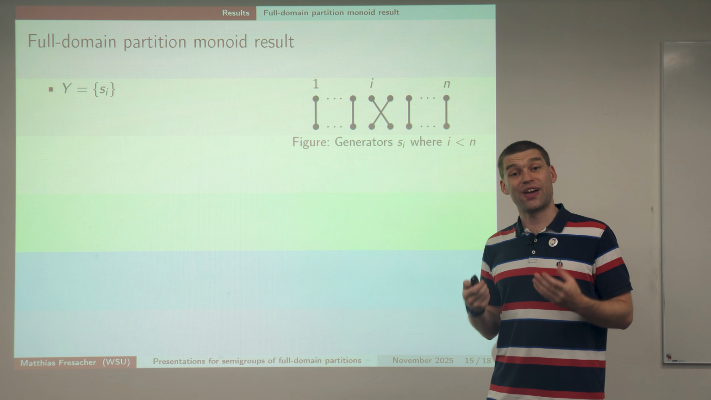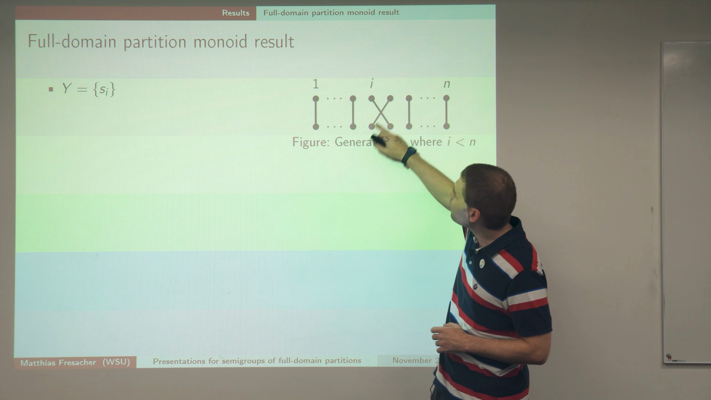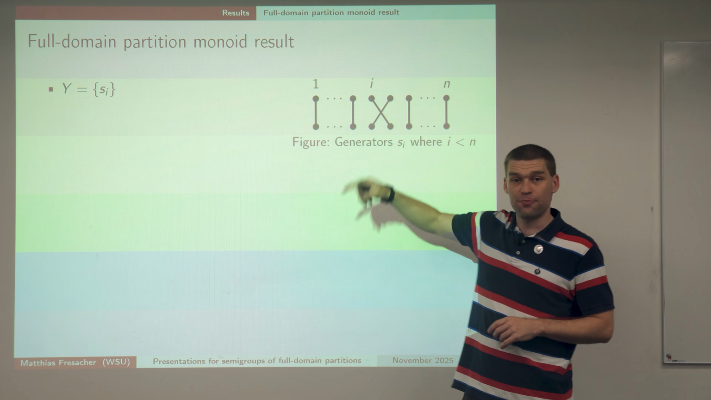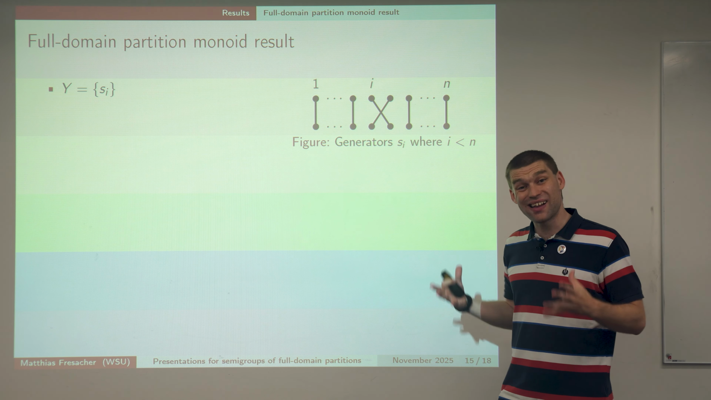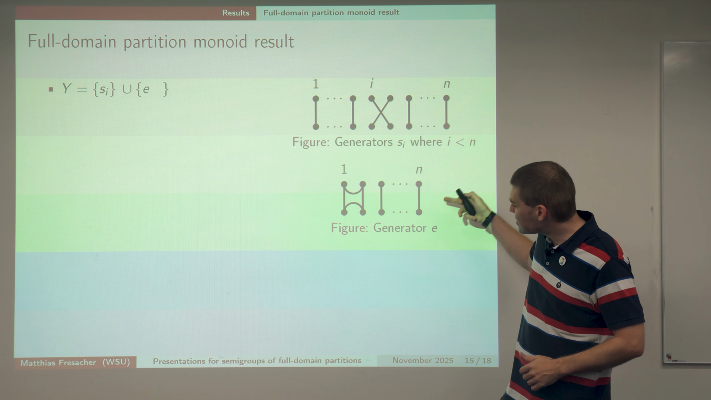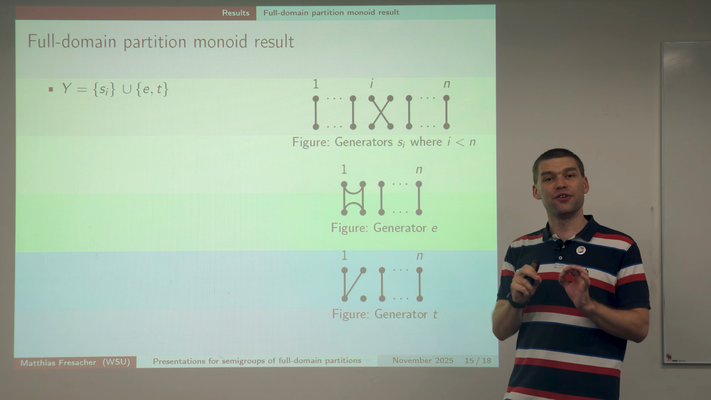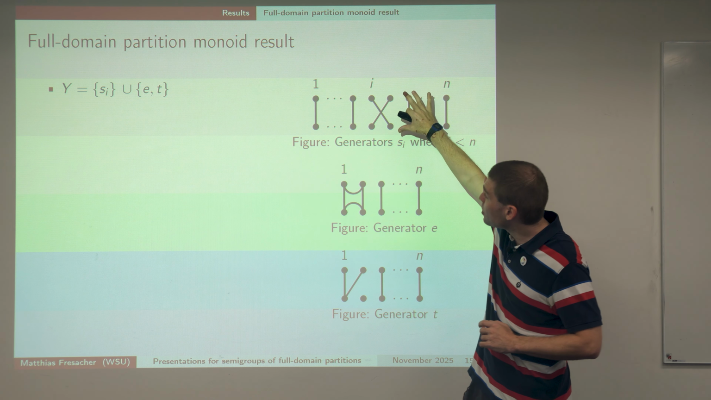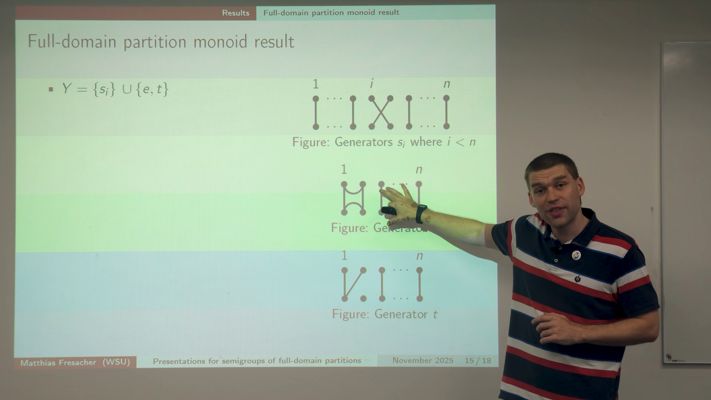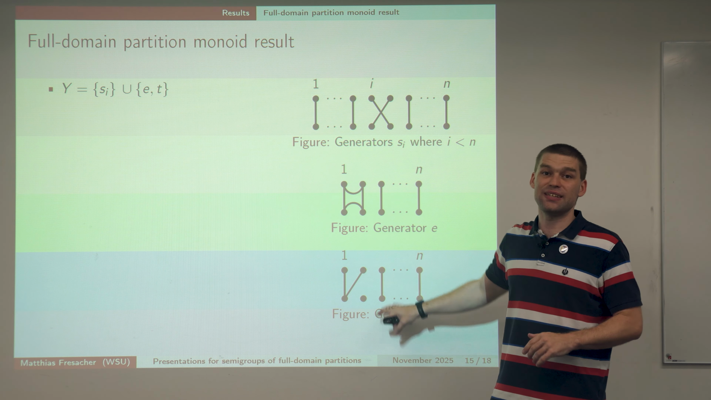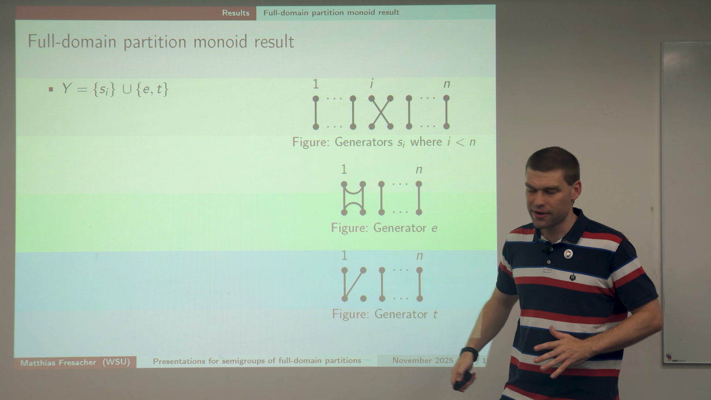This is comprised of SIs. So SI is just a single cross in the ith position. This generates the entire symmetric group, and then I just have a single E and a single T, and the reason I only need one is because I can make use of the whole symmetric group to generate all of the other E's and all of the other T's that you saw on the previous slide.